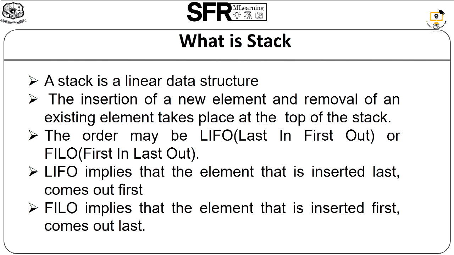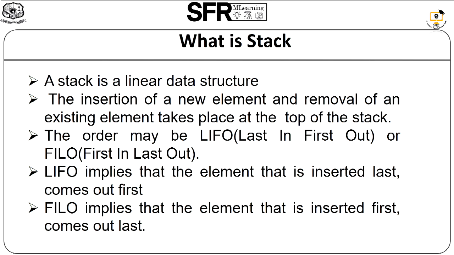Data structures can be classified into two types. One is linear data structure and another one is non-linear data structure. In a linear data structure, the data are arranged in a linear fashion. In a non-linear data structure, the data are arranged in a non-linear fashion. Stack is a type of linear data structure. A stack allows data in the form of last in first out or first in last out.